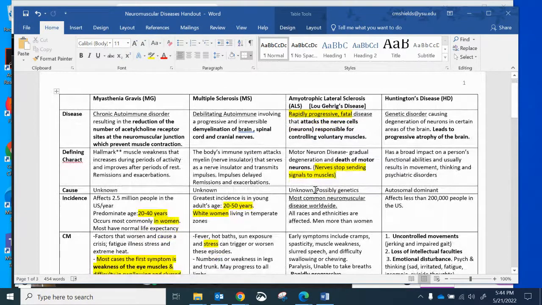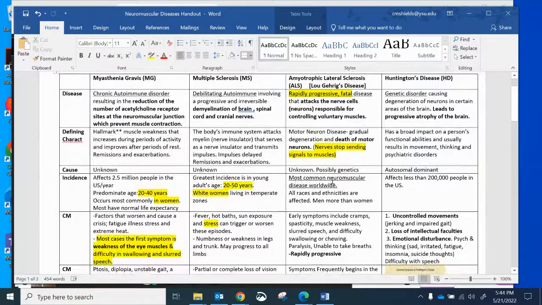Not sure why. We believe it could be something that is passed on via genetics. Most common neuromuscular disease worldwide, not necessarily America. All races and ethnicities are affected, and in this one, men more than women.